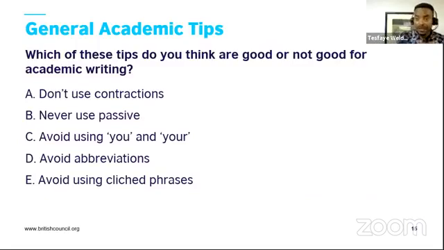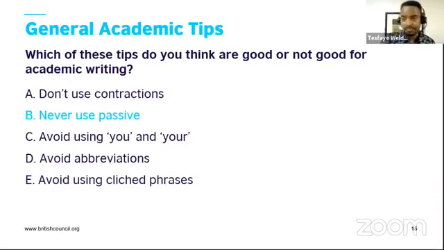So, general tips to end our session. Which of these tips do you think are good or not good for academic writing? Don't use contractions. Is this a good tip? Never use passive. Avoid using you and your. Avoid abbreviations. Avoid using cliche phrases. The only bad tip is B.